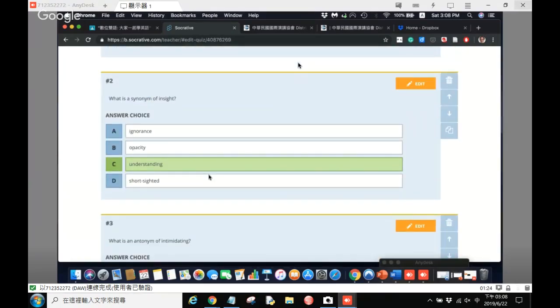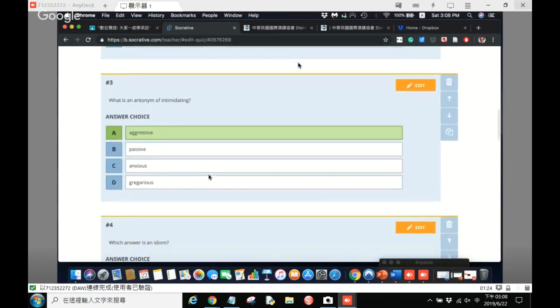What is a synonym of insight? Again, another one of our vocabulary words from the reading. Understanding. Someone just brought up in questions that Socrative is much like Kahoot. Yes, that's a good point. Socrative is similar to Kahoot.